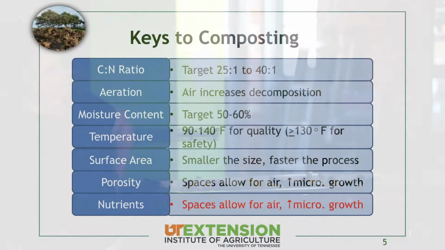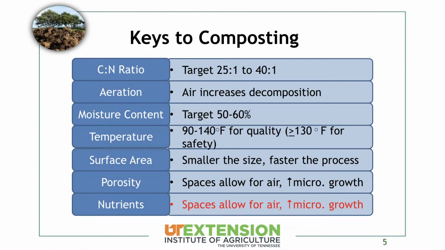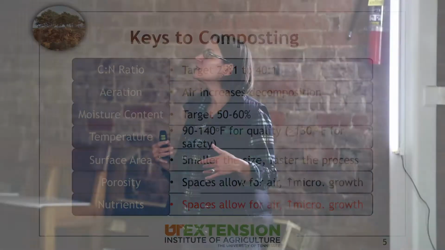So the keys to composting. The first one is your carbon to nitrogen ratio, and generally we want to target between 25:1 and 40:1. We don't have a good way to measure our carbon-nitrogen ratio, but I often say greens to browns, browns to greens. So we want to make sure we're getting a good mix in there to get that carbon and nitrogen ratio. And then we want to make sure we're getting aeration in the pile, because that air is going to help with decomposition, so we want to maintain that air.